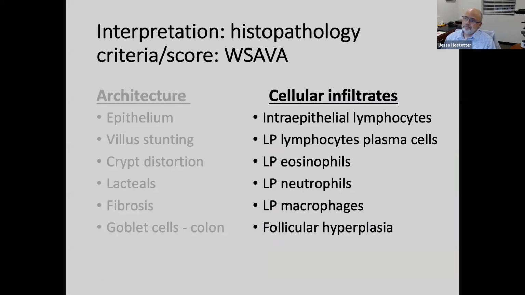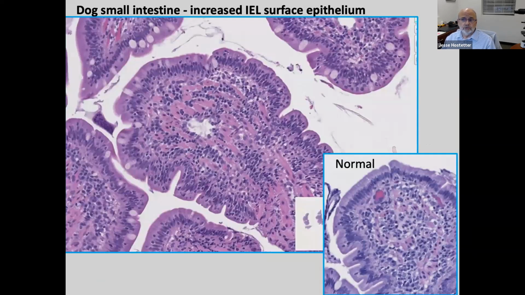All right. Those are architectural changes, and there's a lot of them, a lot to keep straight. Let's talk about cellular infiltrates. And what I want to start with is my favorite, which I think is one of the easier things to evaluate, and that's intraepithelial lymphocytes. I think as far as inflammatory infiltrates go, this one's fairly objective. In the normal surface epithelium, there are a low number of scattered intraepithelial lymphocytes.